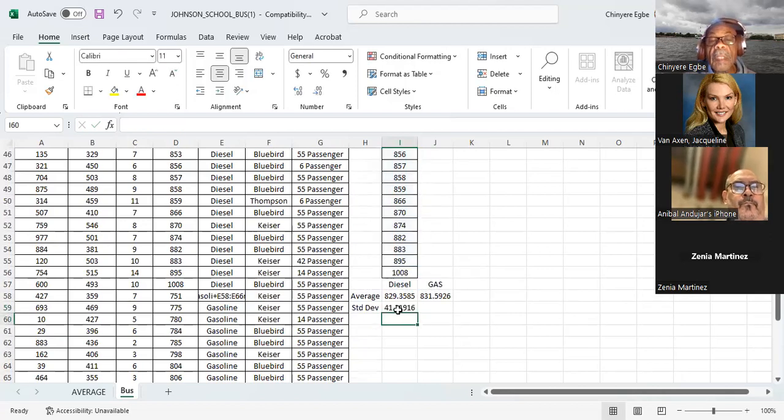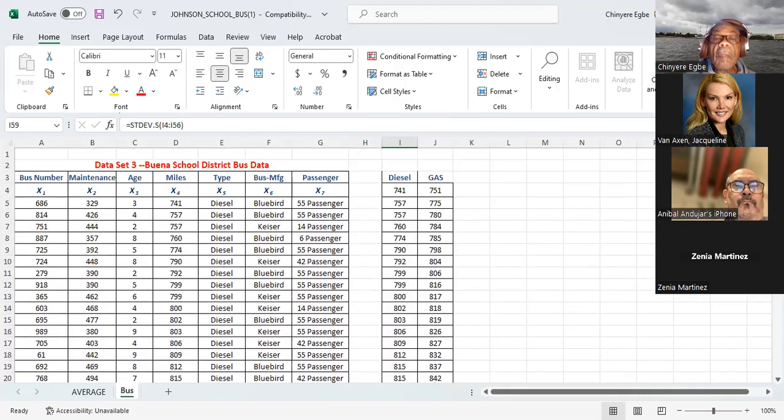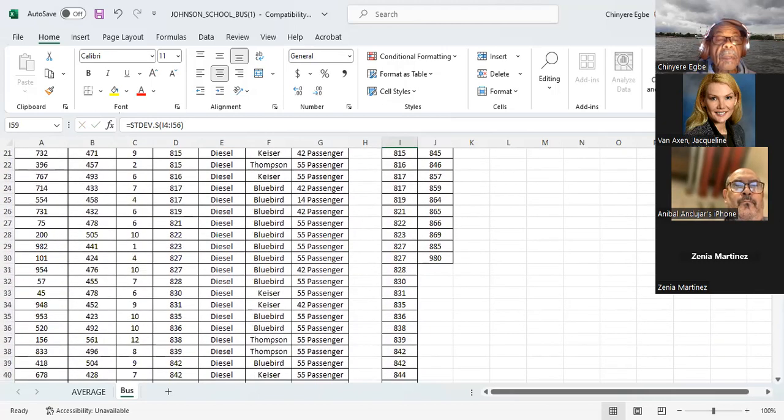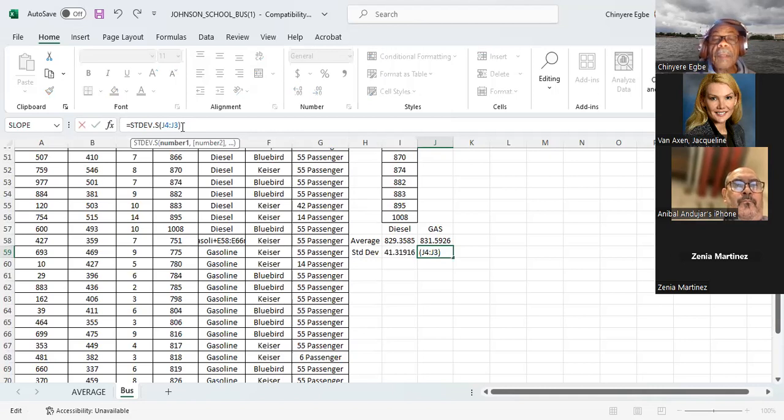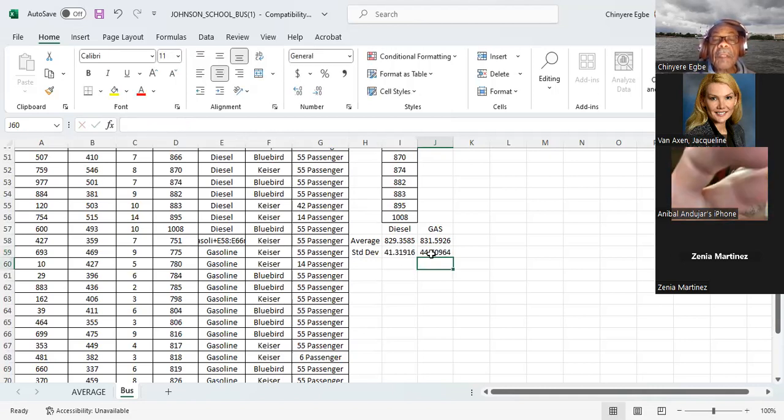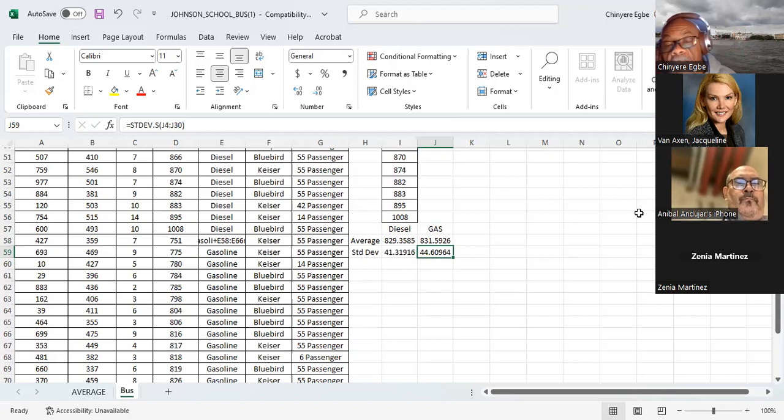The standard deviation here is 41. This is I4 to I56. And the other one is J4 to J30. You can drag over, J4 to J30. And the standard deviation here is 44. So we have gone through that homework assignment to make it easy for yourself.